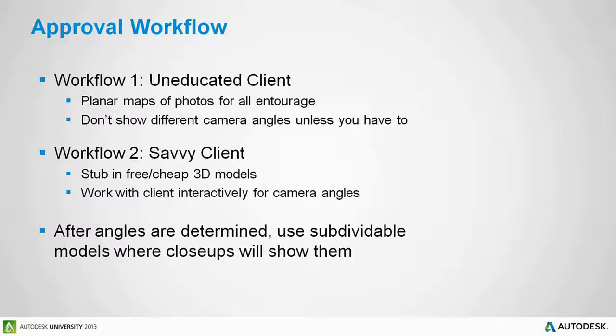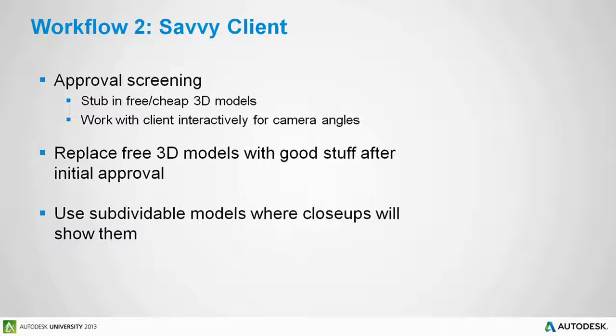With a more savvy client, you could stub in some free or cheap 3D models, and you work with them interactively to get the camera angles. And they will understand if they suddenly move the camera over here and you have something that looks very boxy and they say, is that going to work for a close-up? It's like, yeah, we'll just get something that's subdividable and we'll work with that. And they'll be like, okay, if they're savvy about it. The newbie client probably wouldn't understand that. So it's just a couple of possible sample workflows for what you're working with that would speed things up.